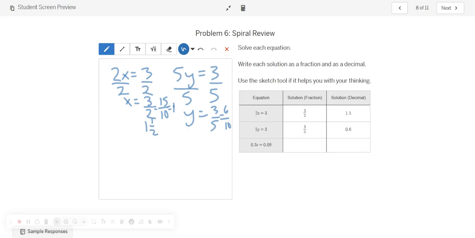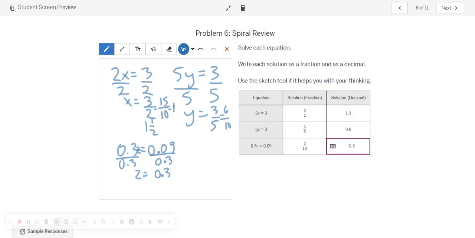Lastly, 0.3z, they're going to get you with the decimal points here. I divide both sides by 0.3. When I divide by 0.3, I get that z equals 0.3. Or right here would be 3/10, and right there 0.3. Because 0.3 times 0.3 gives you 2 decimal places, which is that 0.9.